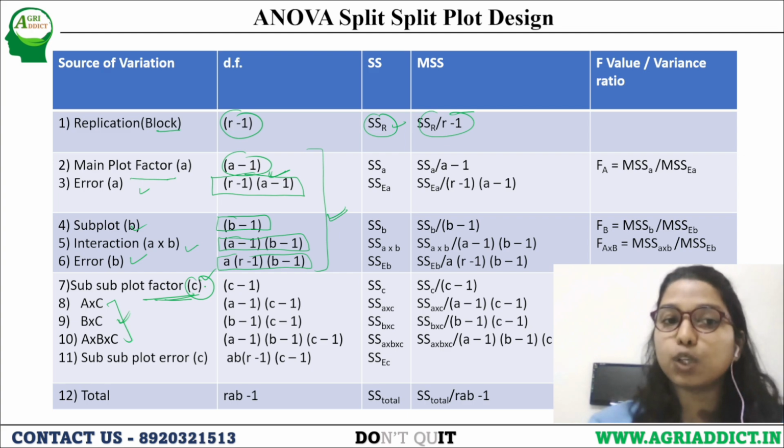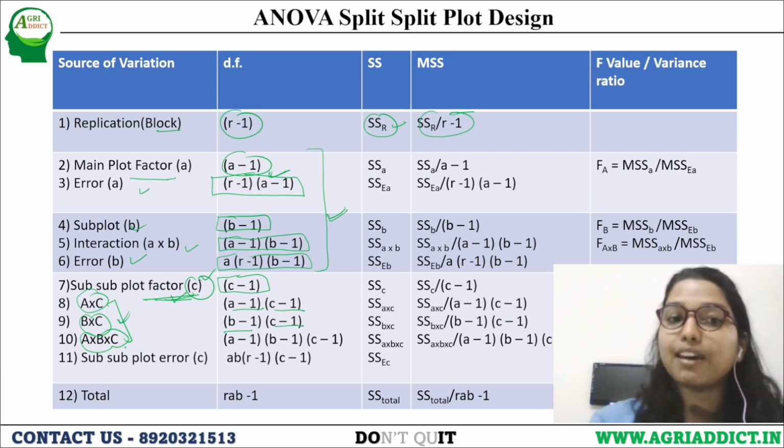Now we are including this sub-plot factor, which is C. For this, the degree of freedom will be C minus 1. So here we are getting more interactions like A into C, B into C, and A into B into C. For calculating the degree of freedom, A into C will be A minus 1, C minus 1. If B into C is there, it will be B minus 1, C minus 1. If A into B into C is there, it means A minus 1, B minus 1, C minus 1, like that.